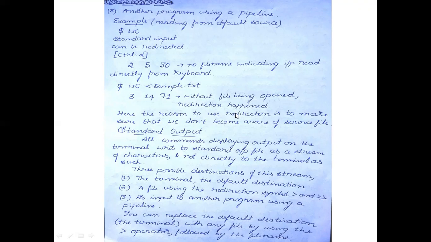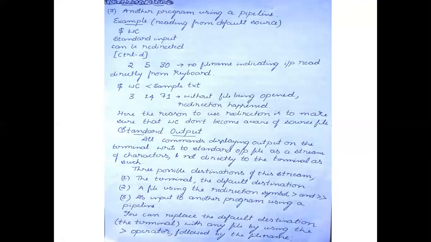Here the reason to use redirection is to make sure that WC doesn't become aware of the source file. So in this particular case, WC won't be aware where sample.txt is present. It will just get the input from the sample.txt file. Then it will perform the word count operation: the number of lines, the number of words and the number of characters. So this is how you can make use of standard input.